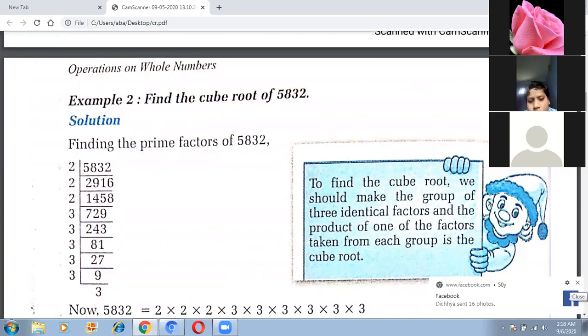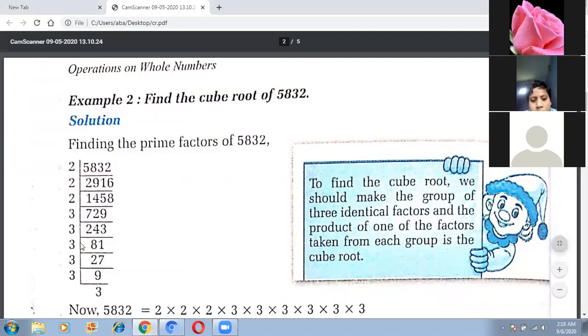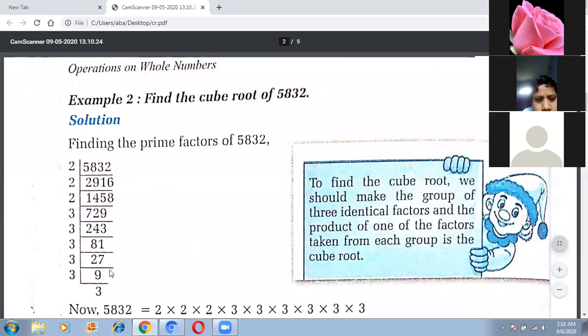Yes. 3 into 81, 243. Again 81 is divisible by 3. 3 into 27, 81. Again 27 is divisible by 3. 3 into 9, 27. Again 9 is divisible by 3. 3 into 3, 9. Yes.